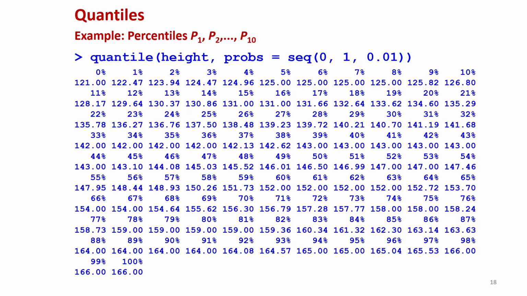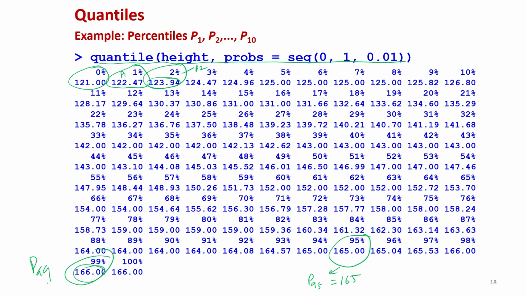Right, and if you use it as quantile height probs equal to sequence 0 to 1 by 0.01, then you get this. This is your 0% data, that is the minimum, and then the 1%, this is your P1 equal to 122.47. Then this is the 2% data which is P2, 123.94. And similarly this is the 95th percentile, P95, which is equal to 165. And similarly this is P99 which is equal to 166.00.